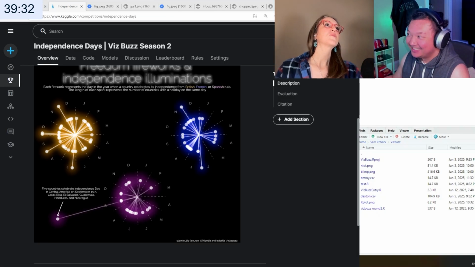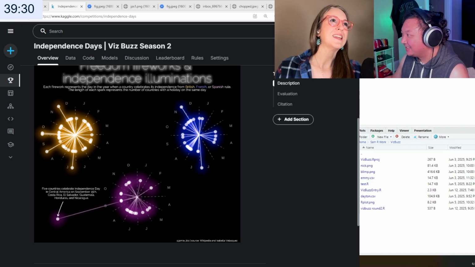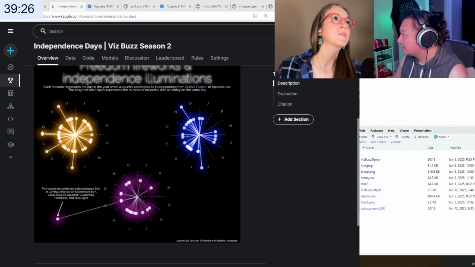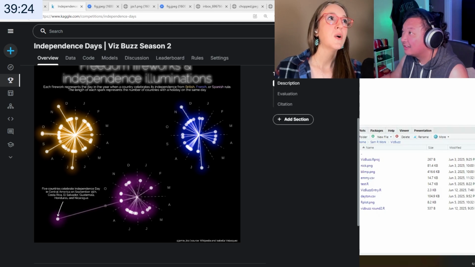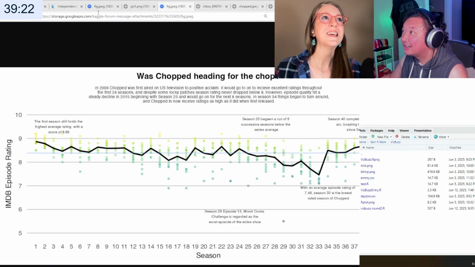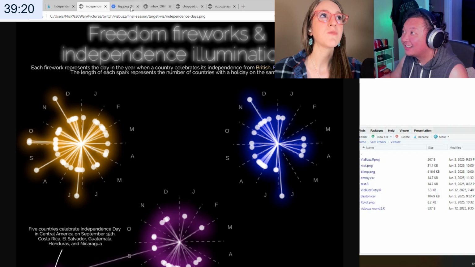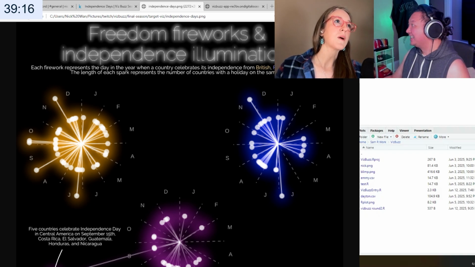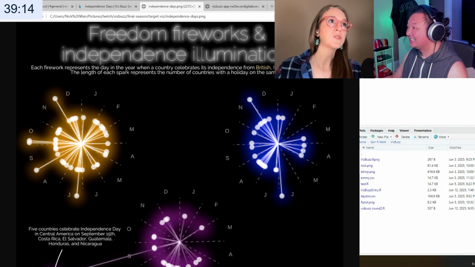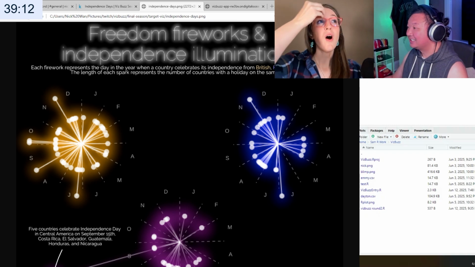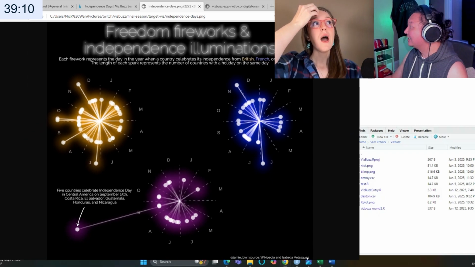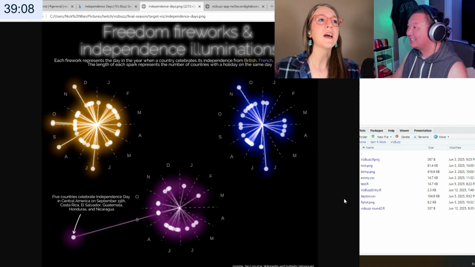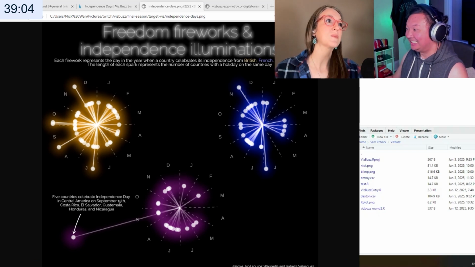Okay. Freedom, fireworks, and independence illuminations. Each firework represents the day in the year when a country celebrates its independence from British, French, or Spanish rule. The length of each one of those little sparks is the number of countries with a holiday on that same day. What does this data even look like, and what are you going to have to do to it to do that? That's what I want to know.